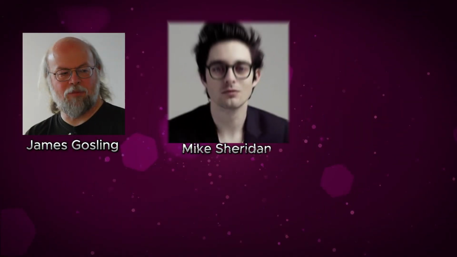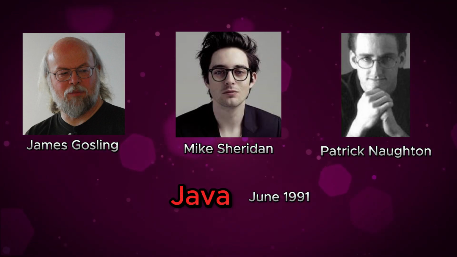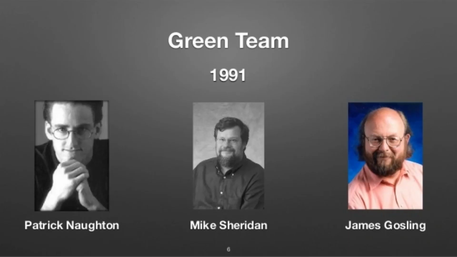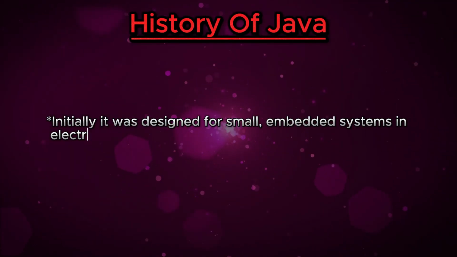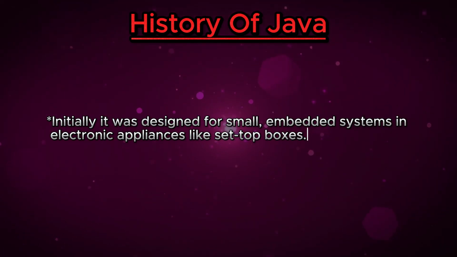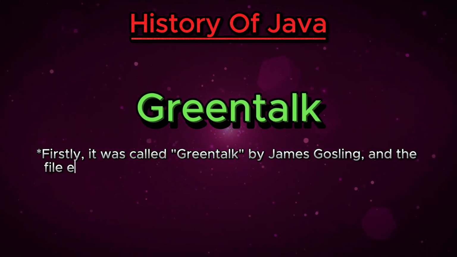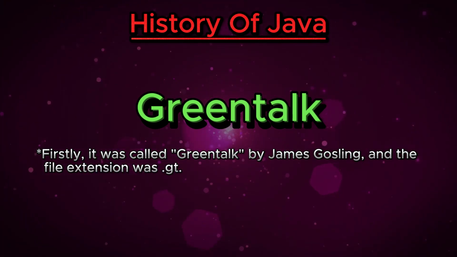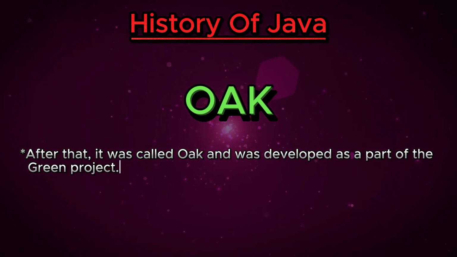James Gosling, Mike Sheridan, and Patrick Naughton initiated the Java language project in June 1991. The small team of Sun engineers was called the Green Team. Initially, it was designed for small embedded systems in electronic appliances like set-top boxes. Firstly, it was called GreenTalk by James Gosling, and the file extension was .gt. After that, it was called Oak and was developed as a part of the Green Project.